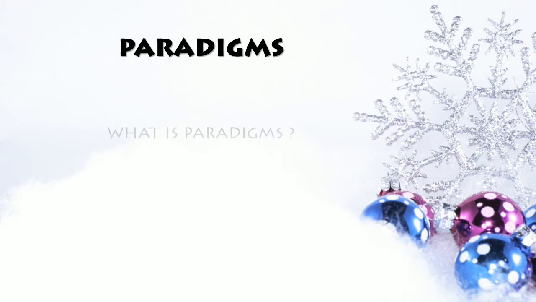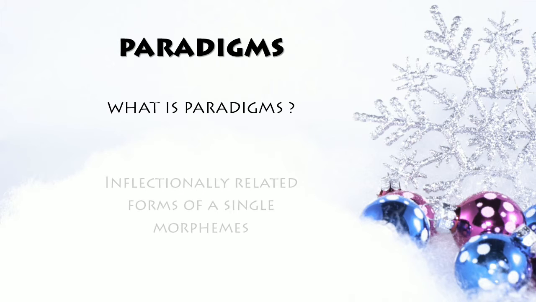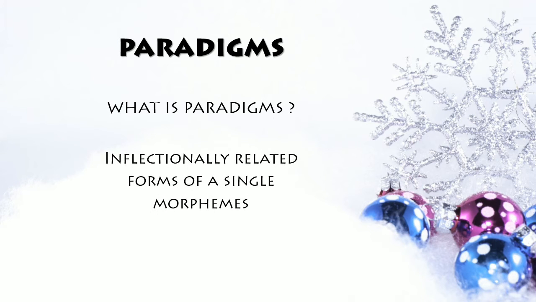Okay, let's move on to the next material. Paradigms. What is paradigms? A paradigm is a set of related forms having the same stem but different affixes, also known as inflectionally related forms of a single morpheme.